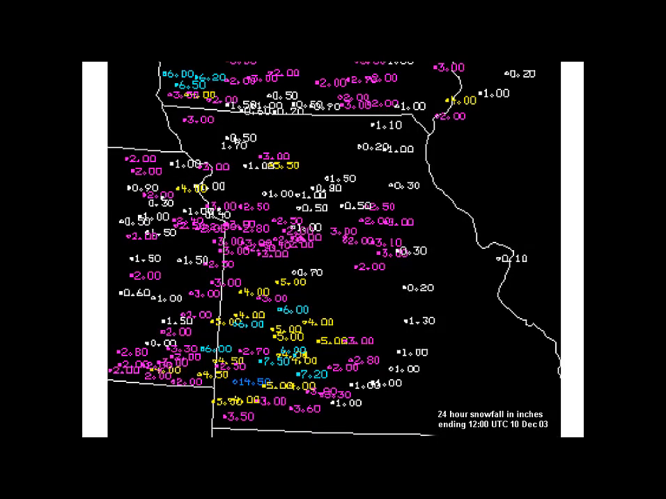Here's a quick look at the 24-hour snowfall map ending at 12Z on December 10th. We see a large area of 4 to 6 inch snows right through this area in southwestern Missouri with an enhanced area of 10 to 14 inches in extreme southwestern Missouri.